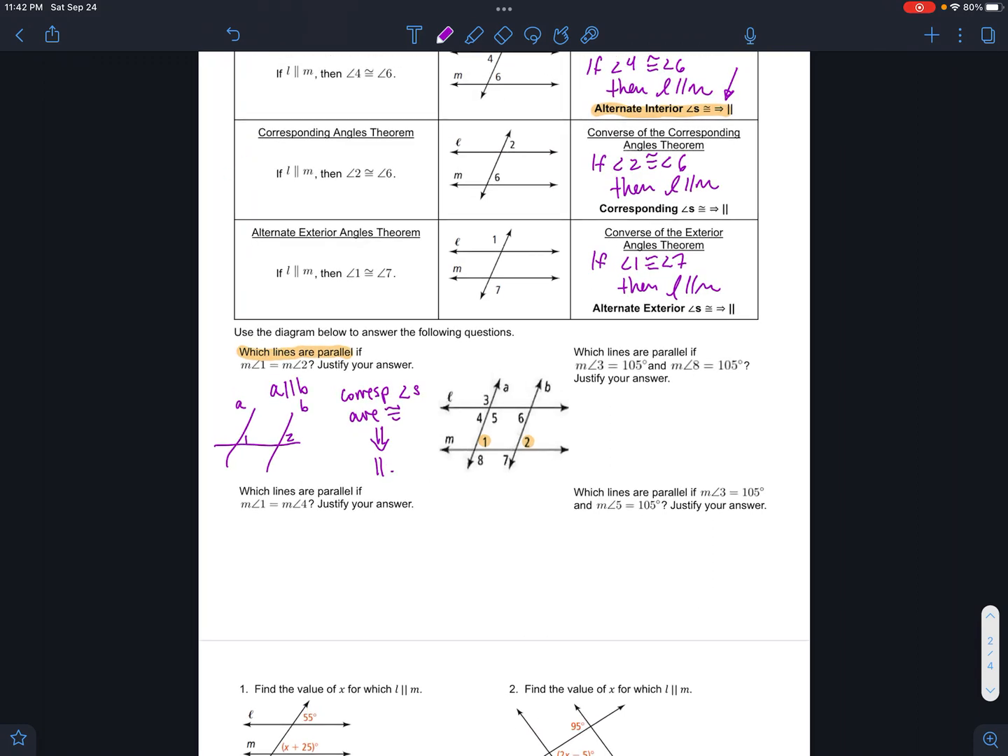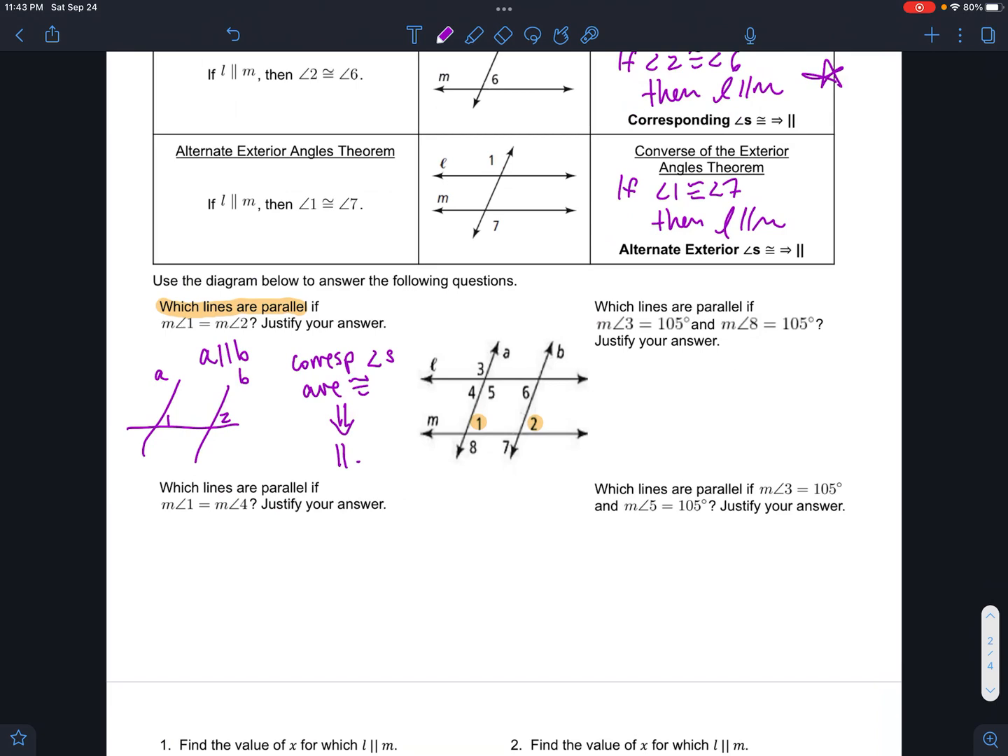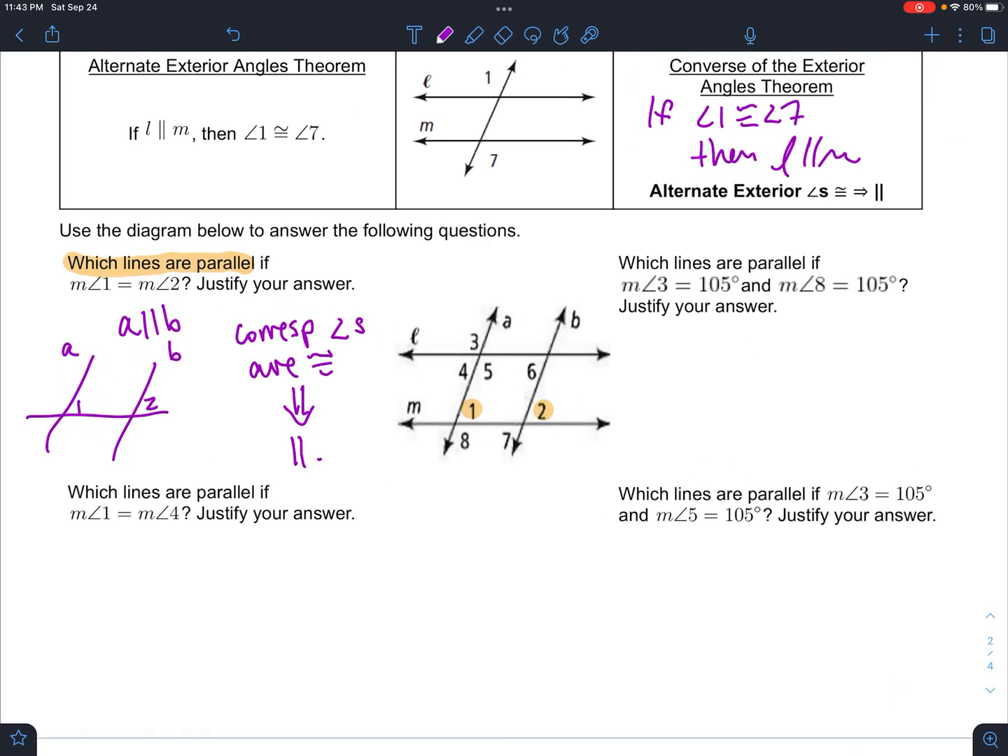So right here, we're saying that because we have corresponding angles that are congruent, we have parallel lines. And I know it's A and B because I've redrawn the picture, and the transversal crosses A and B. Okay, so let's try that again.